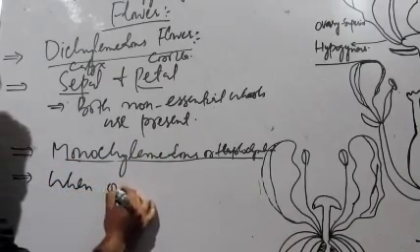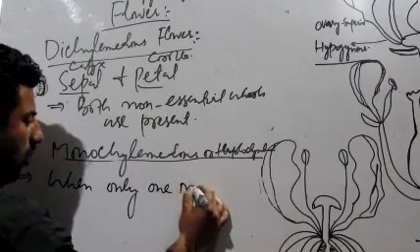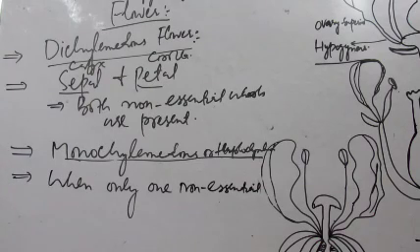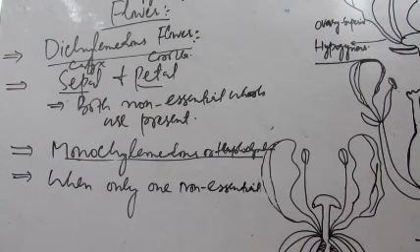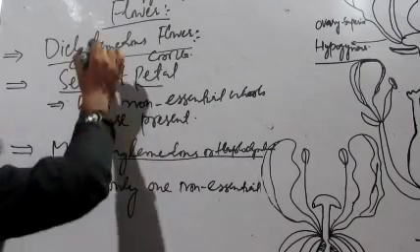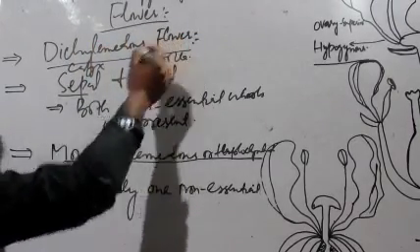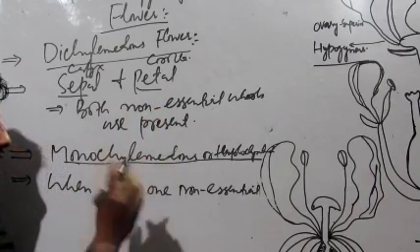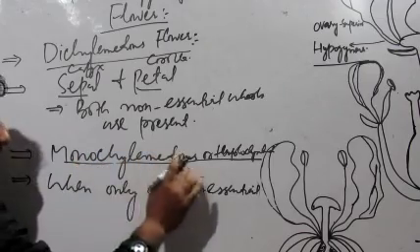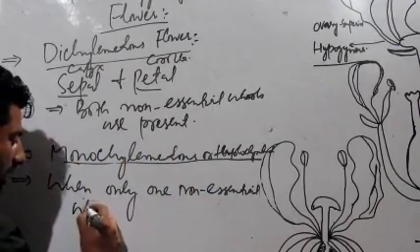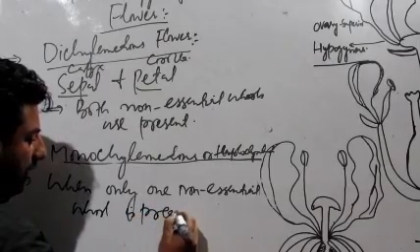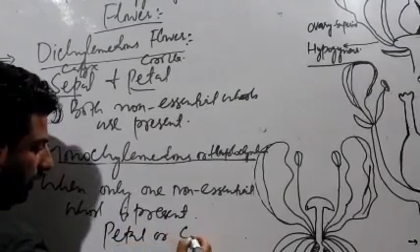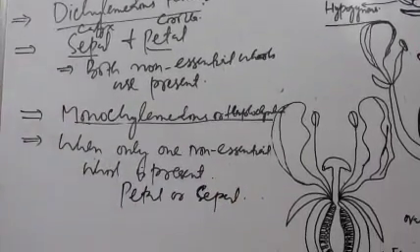When only one non-essential whorl is present, I am not talking about the essential, the non-essential. So on the basis of presence and absence of the essential and non-essential parts, we have different types of flowers. We have dichlamydious, that is having both non-essential whorls present. If only one non-essential whorl is present in the flower, we say it is monochlamydious. So when only one non-essential whorl is present, it can be either sepal or petal. Such a flower we call monochlamydious.